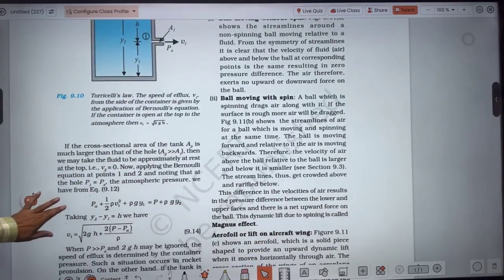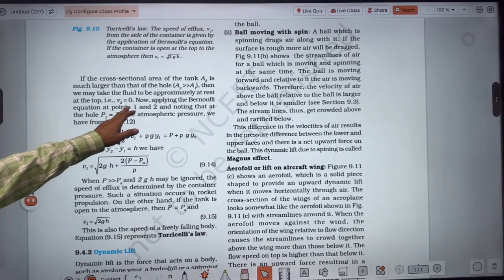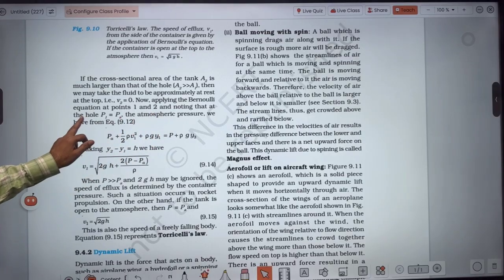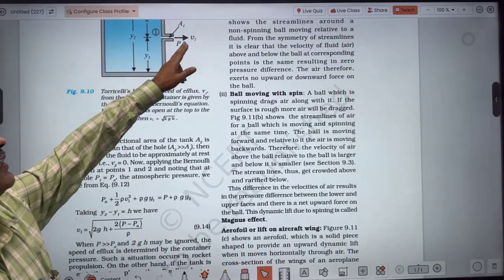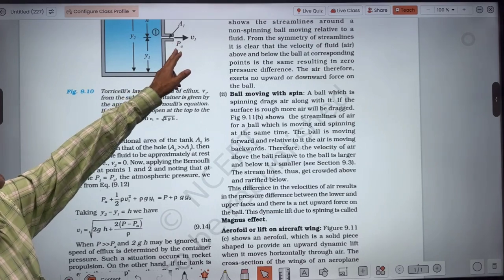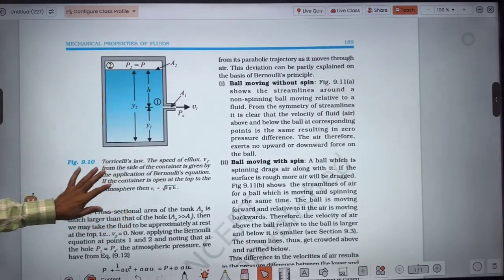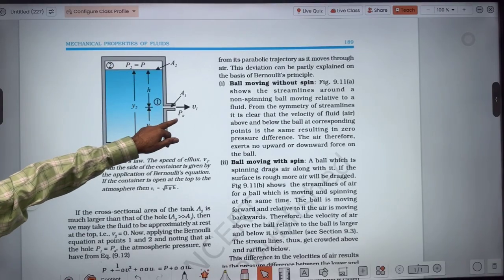So here we are going to apply Bernoulli's theorem, applying Bernoulli's equation at points 1 and 2, and noting that at the hole, if you see, this is an open end, so pressure will be equal to that of atmospheric pressure, and here if it is closed then pressure will be P. If it is also open, in that case P2 will be just PA, right?